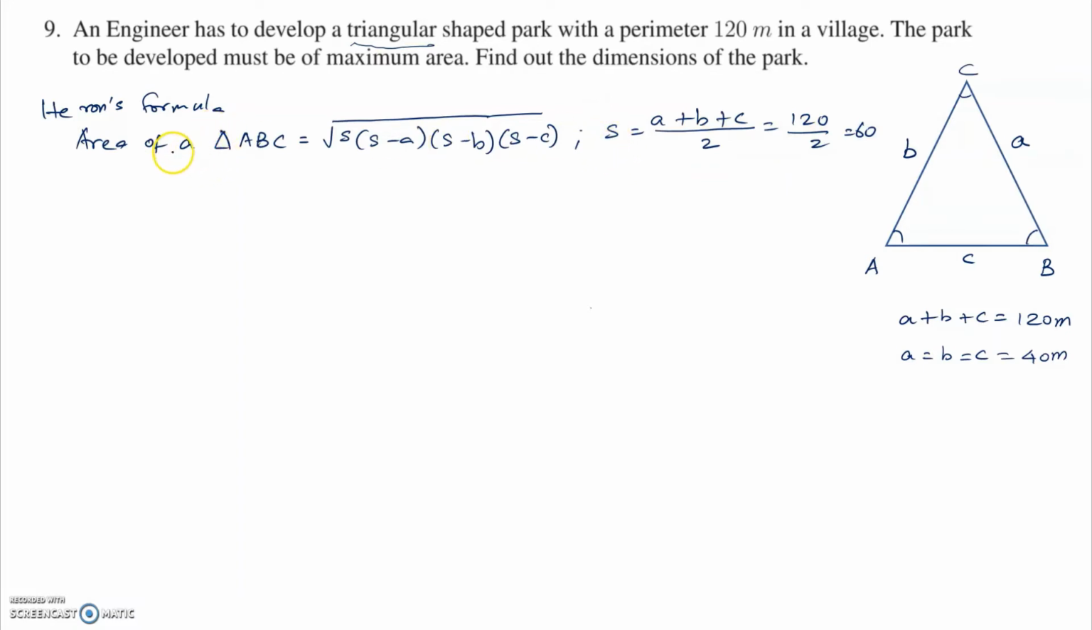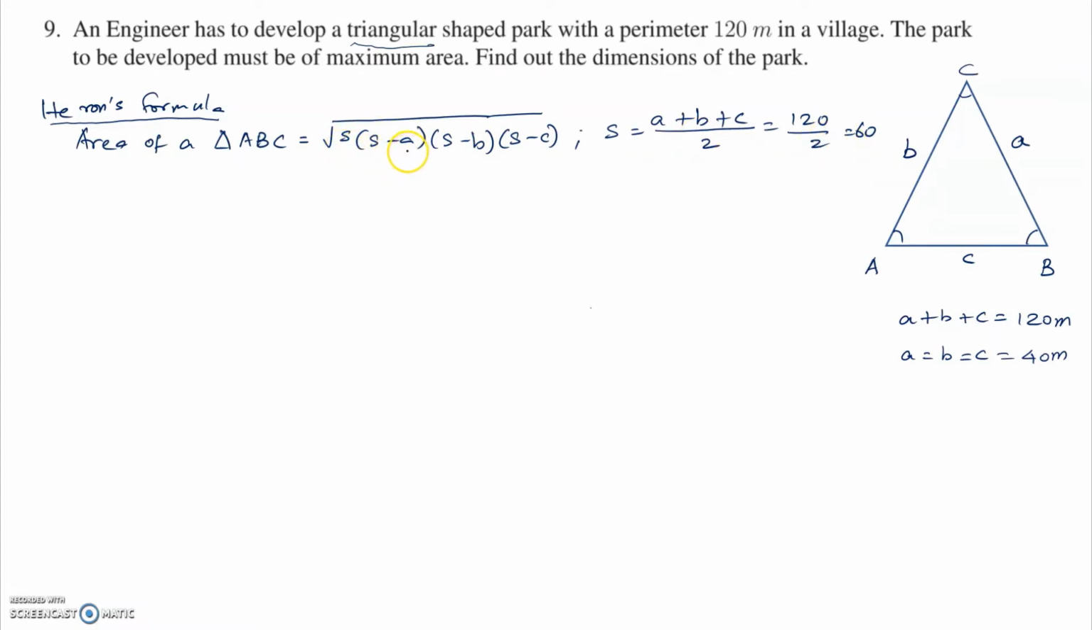So, you have to solve using Heron's formula. We will not use the geometric application. We will use this formula and try to solve this problem. Now, how can this root of s into s minus a into s minus b into s minus c have a maximum value? s is a fixed number. You can see that it is 60 here. So it is a constant.